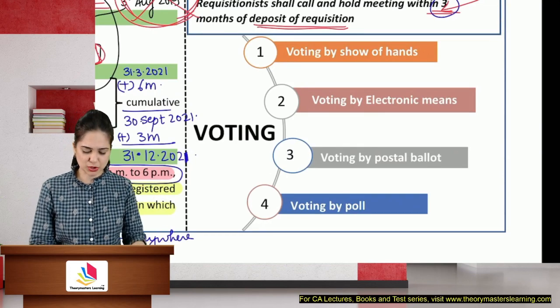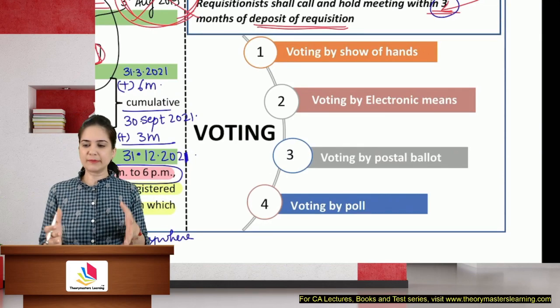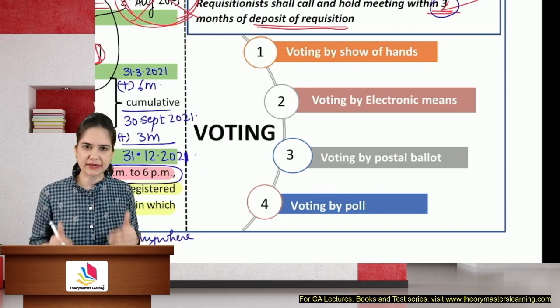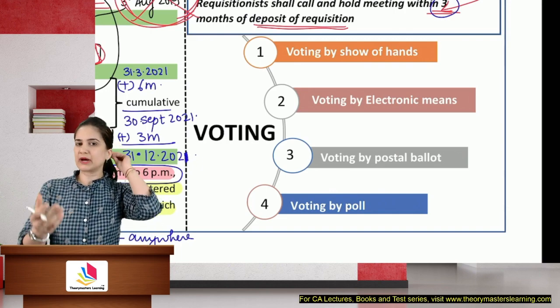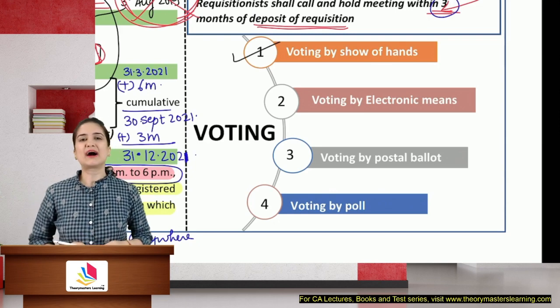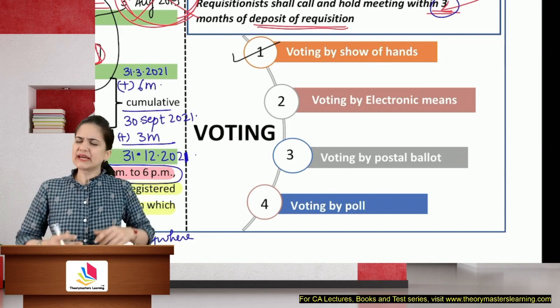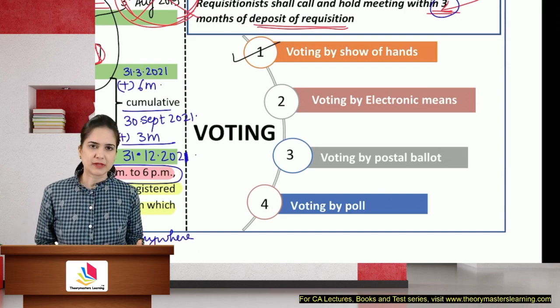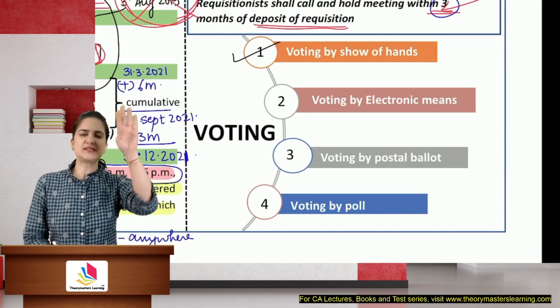Now there are different methods of voting. I will not be able to discuss everything over here in detail. For details, you can refer to my textbook. Now, voting by show of hands. There are different methods of voting. Voting by show of hands is the easiest one.